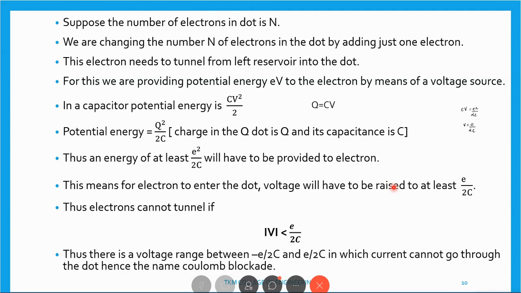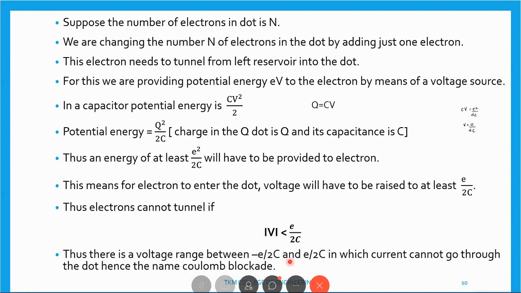I hope you understood. The quantum dot has a particular charging energy, which is Q square by 2C. That is the potential energy which we have to provide to the electron to make the electron move from the reservoir to the quantum dot. So we have discussed now in terms of potential energy. So what will be the voltage? Voltage will be e by 2C. So we cannot give a voltage which is less than e by 2C.